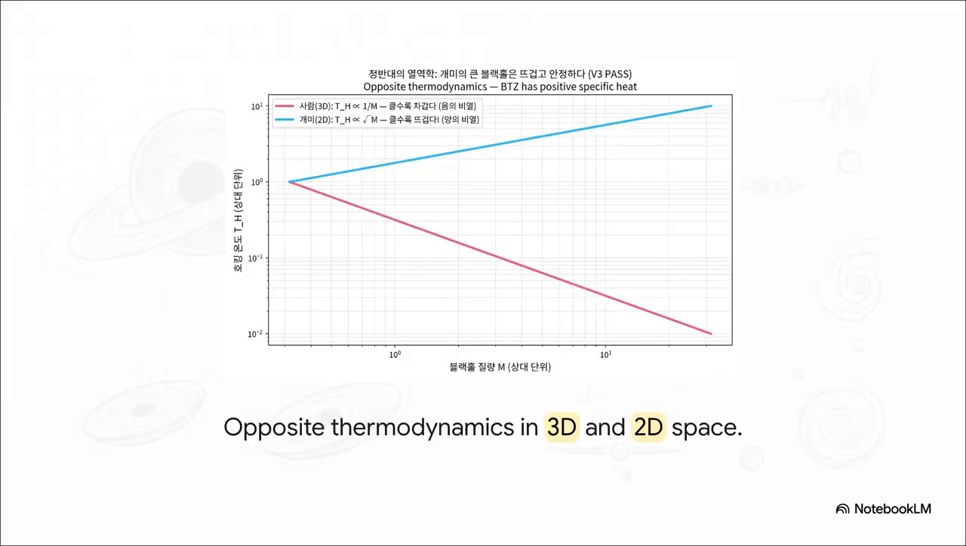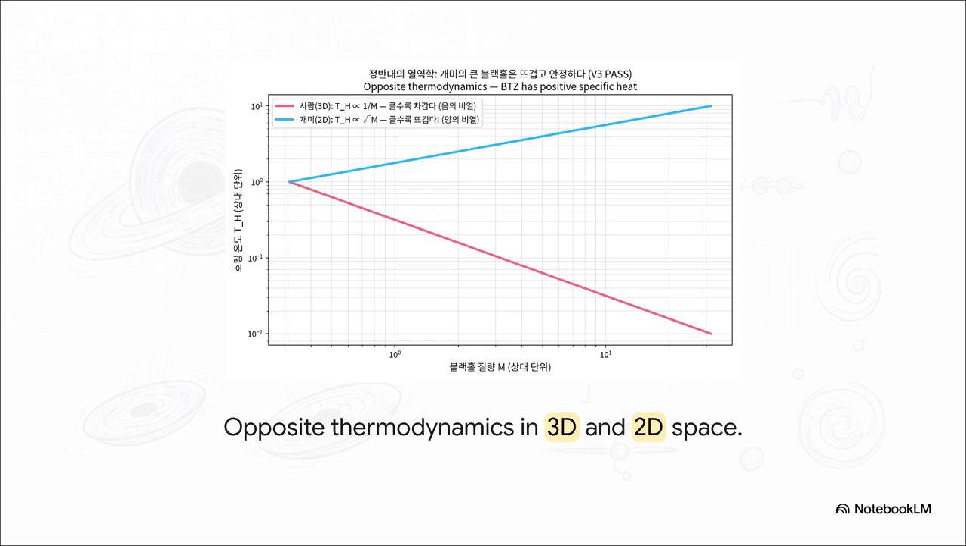Now, moving away from the strange behavior of light, we encounter a massive inversion when we look at how these black holes handle heat and mass. When we graph the Hawking temperature against the mass of the black hole, we get this really distinct X-shape. The pink descending line is our 3D human black hole.